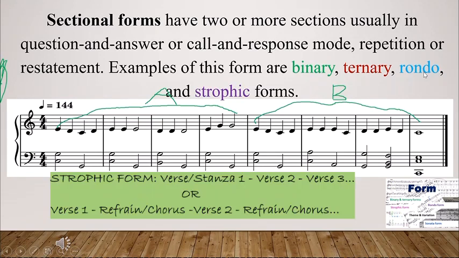And in strophic form, just think of popular music. Also in hymns, hymns contain the strophic form where you use the same melody to sing different lyrics. You understand? In verse 1, verse 2, the same or similar melody, but you have different texts or lyrics. So that's the strophic form.